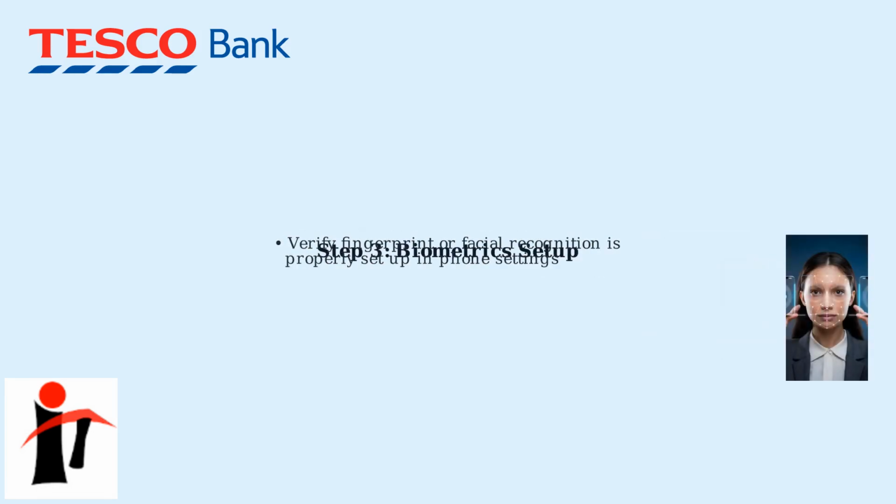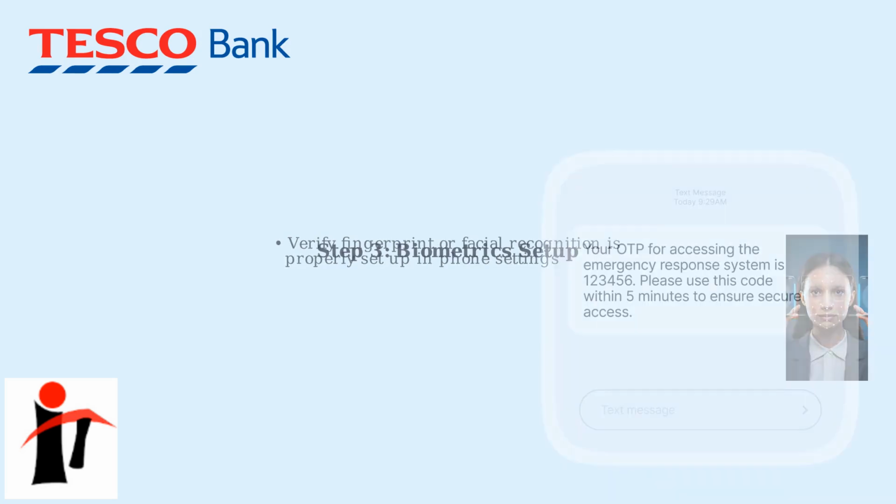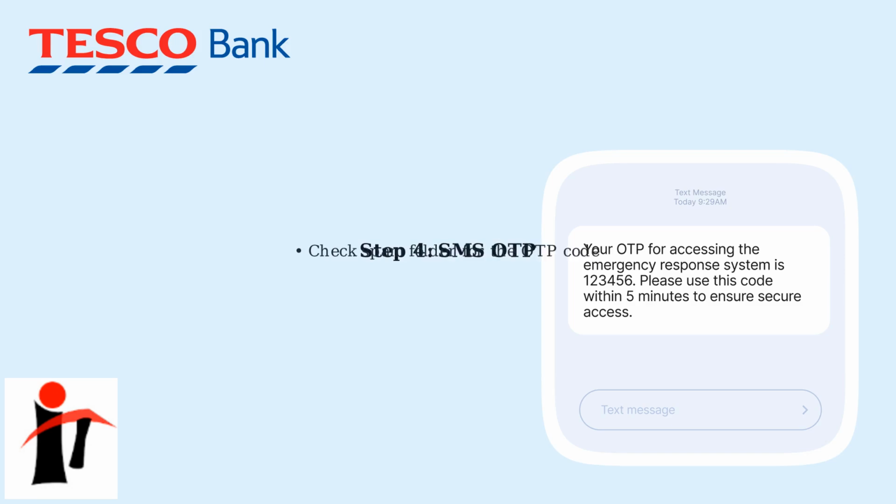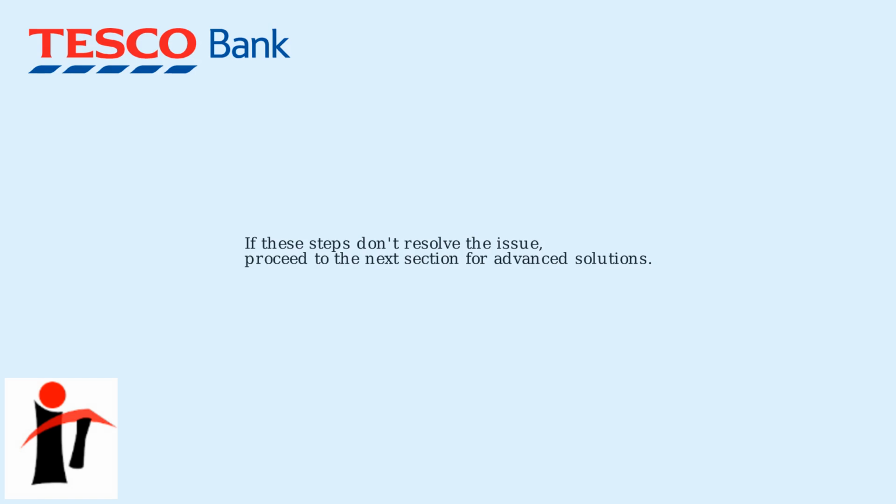If using biometrics, verify that fingerprint or facial recognition is properly set up in your phone's settings. For SMS OTP, check your spam folder for the one-time password code. If these steps don't work, proceed to the next section for more in-depth solutions.